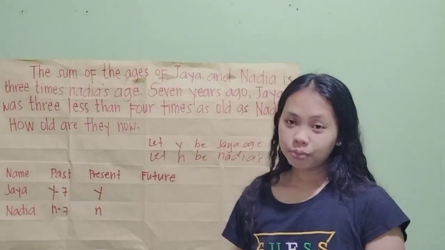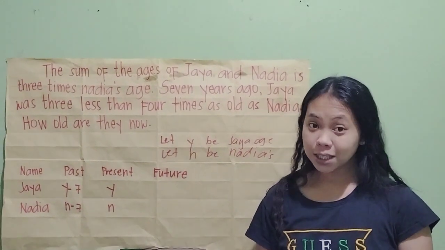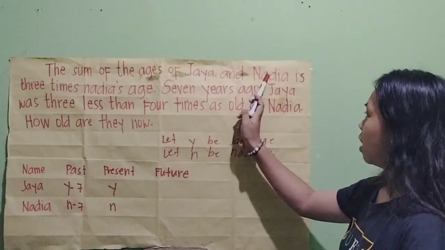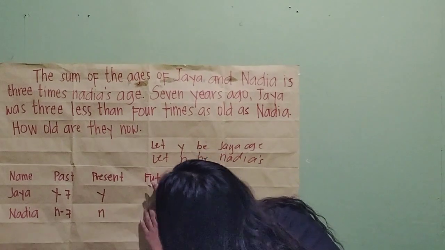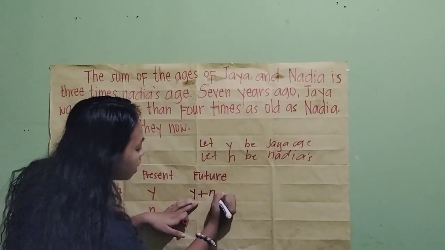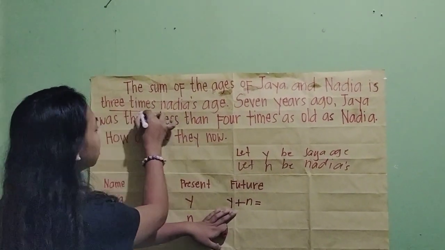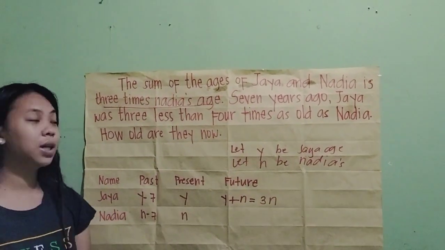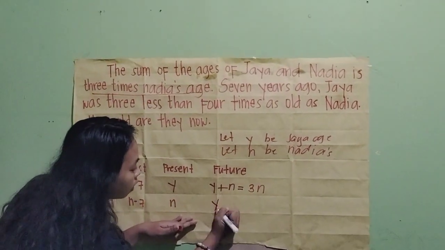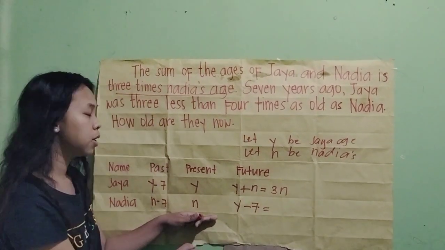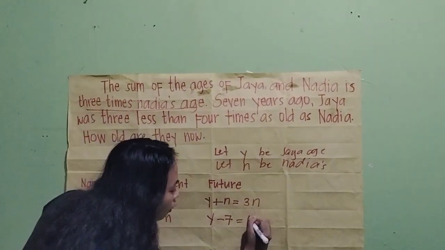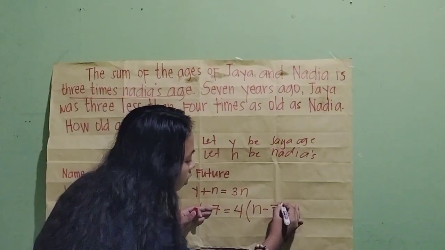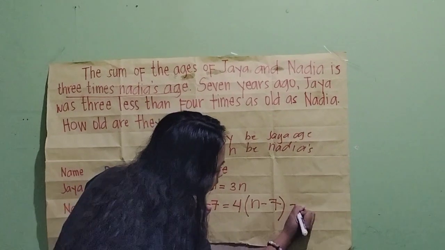So now that we've organized our data, let's go to the significant statements given in our problem and translate each into an equation. Since the sum of the ages of Jaya and Nadia is 3 times Nadia's age, we put y plus n equals, since 3 times Nadia's age, we put 3n. For Nadia, since 7 years ago, Jaya was 3 less than 4 times as old as Nadia, we put y minus 7 equals, since less than 4 times, we put 4 times the quantity of n minus 7 years old, and then less than, minus 3.